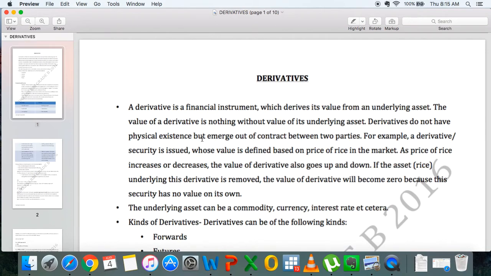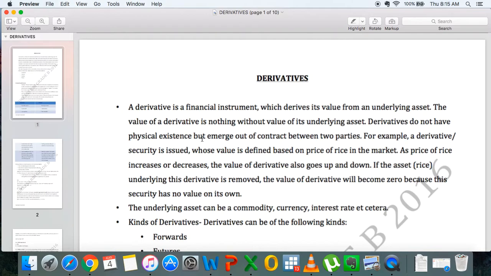Today we are going to cover derivatives. Though I have prepared derivatives in a lot of detail, still I found some people having problems in derivatives. So let's study all the four kinds of derivatives.